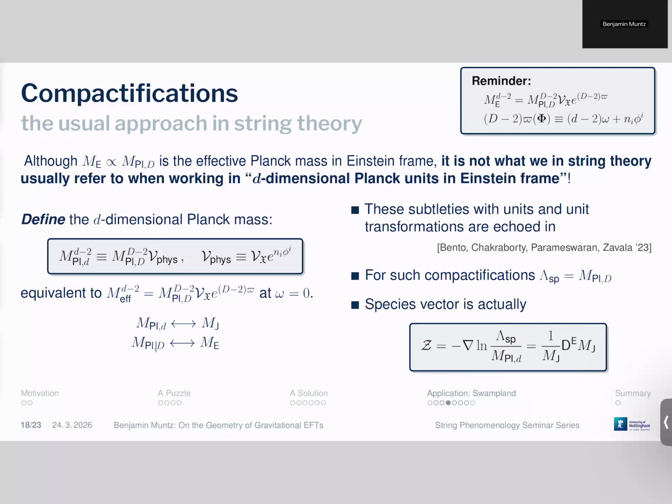So the catch is that for these kinds of compactifications, we would expect the species scale to coincide with the higher dimensional Planck mass. So plugging this into the definition of the species vector, actually we can rewrite it in this language of frame covariance, and we see that the species vector relates to how the Jordan frame Planck mass, how the unit covariant derivative acts on it. Okay, so the species vector, in a sense, in this context, measures how the Jordan frame Planck mass changes in Einstein frame.